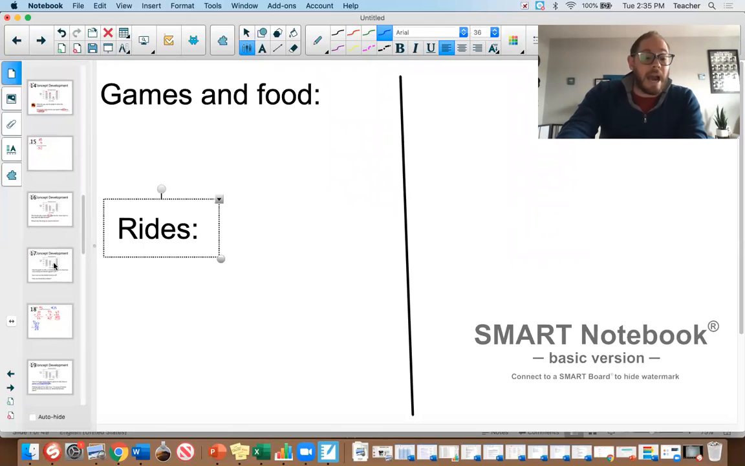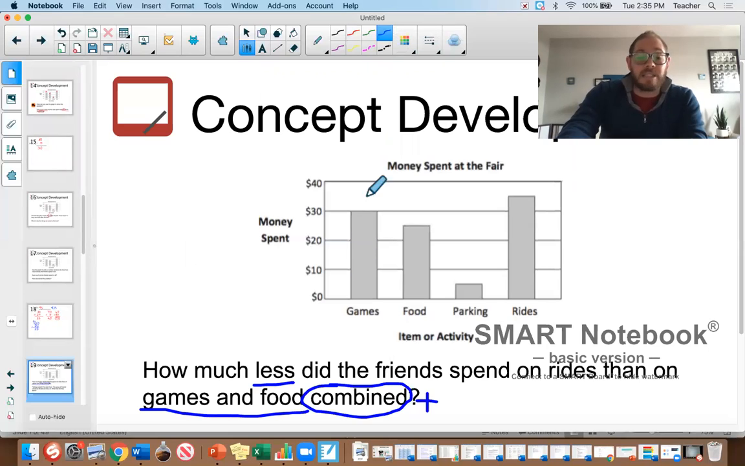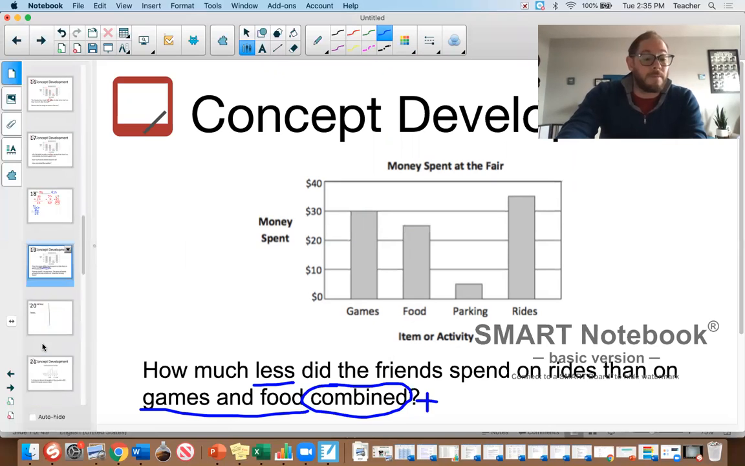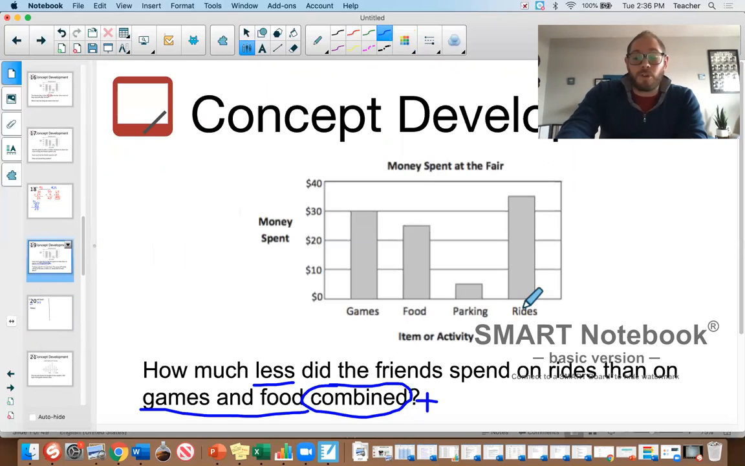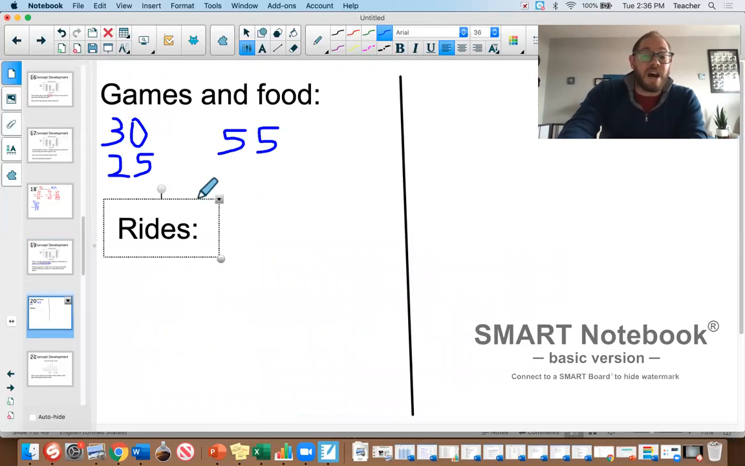Let's go back and see how much they spent on games. They spent $30 on games and $25 on food. So I'm going to add those up. 30 plus 25. Altogether, they spent $55 on games and food. And their rides cost them $35. So 55 minus the 35 for rides.